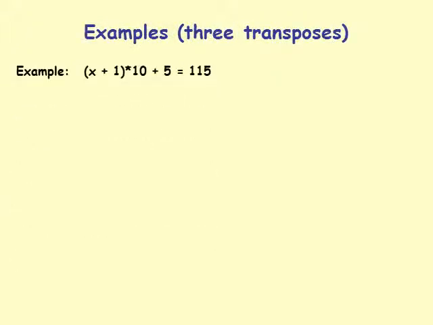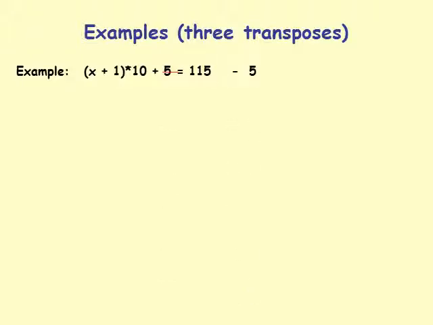Let's do some examples here. First we add 1 to x, then we multiply that by 10. To the result of that, we add 5. So this plus 5 is the last thing we did. We're going to move that across the equal sign, and it becomes minus 5.